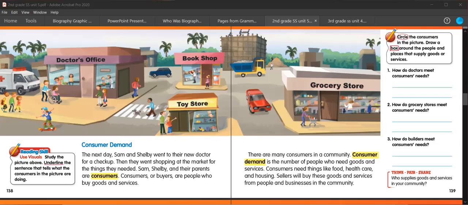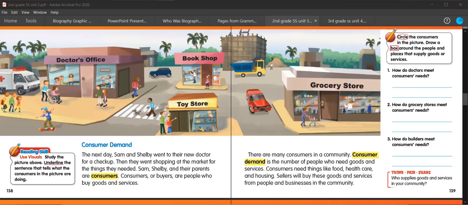So the consumers are the people who are out there buying things. And the ones that are providing the goods and services are producing those things. So you want to put a box around the people who are selling those things, the ones that are providing the goods and services. And you want to circle the people who are buying those things, or the consumers. Now remember, a consumer is a buyer. It's someone who consumes or uses things up, right? So they need to buy those things so they can use them, whether it's clothing or food or different services. And again, consumer demand is how many people need those goods or services.